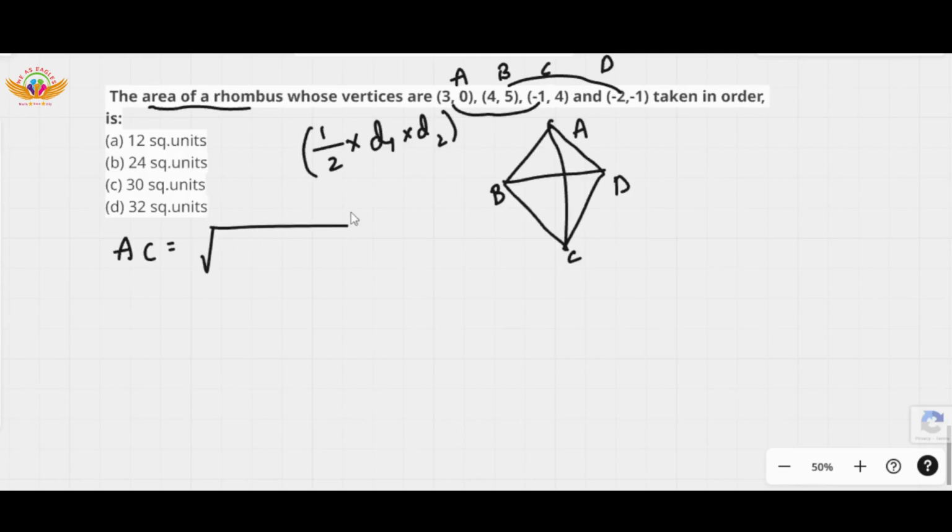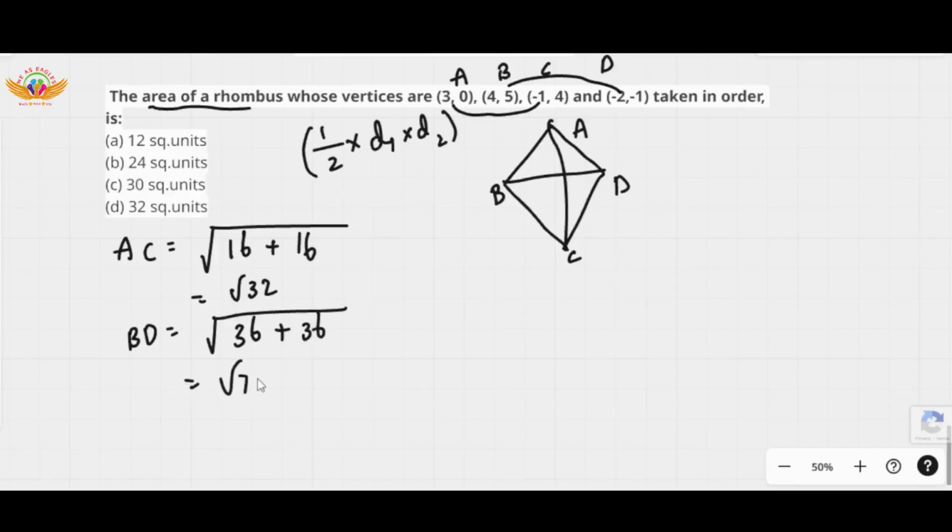Root of minus 1 minus 3 becomes 4 square, 16, plus 4 minus 0, again 16. So root 32 is AC. Then we have to find BD. BD is equal to root of minus 2 minus 4, 6 square becomes 36, plus minus 1 minus 5, again 36, that is root 72. So the area is 1 by 2 into root 32 into root 72.